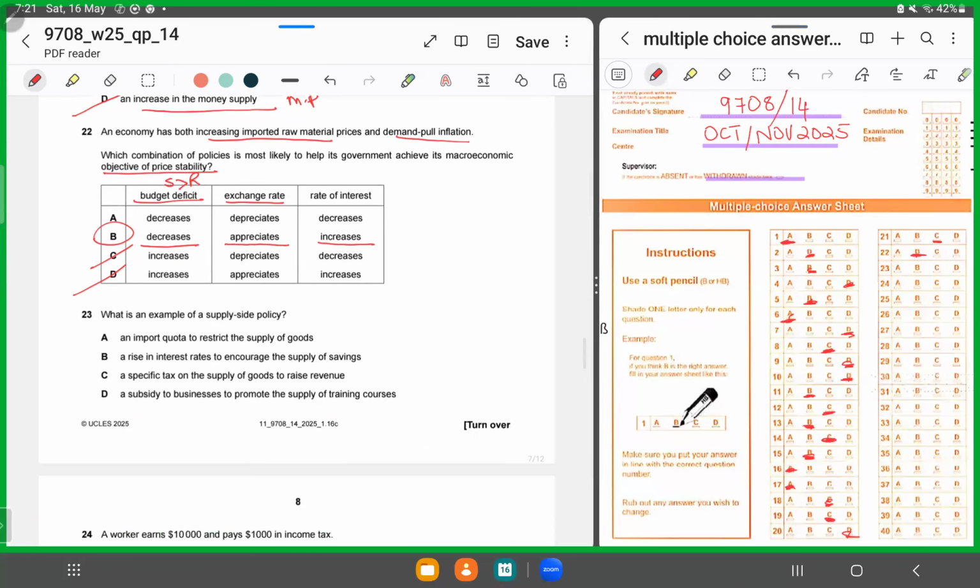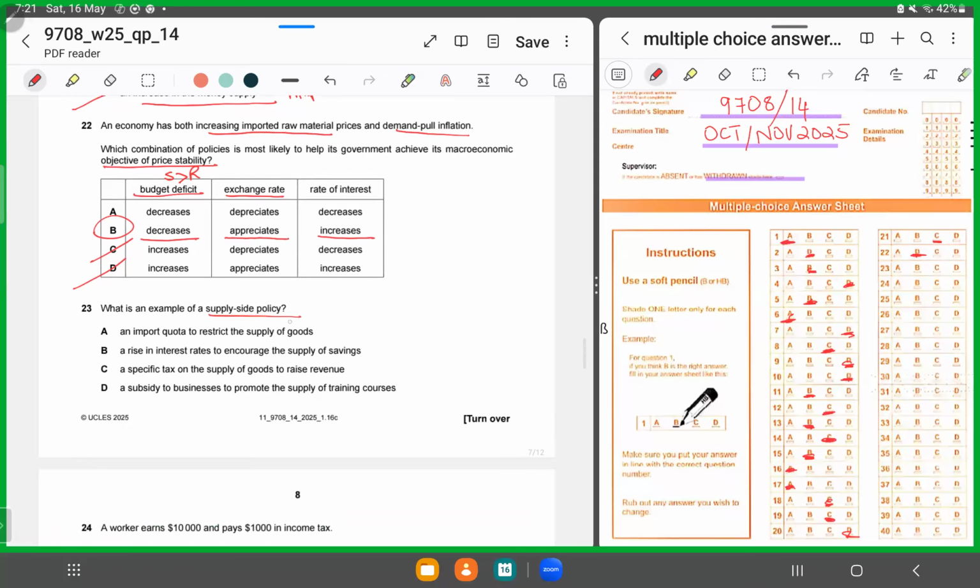Number 23. What is an example of a supply side policy? A supply side policy is one which increases the productive potential of the economy, increases the productive capacity. Import quotas would restrict the supply of goods. It cannot be A because it restricts. It cannot be B because it talks about interest rate, it talks about monetary policy. It cannot be C because it talks about fiscal policy. It's a subsidy to businesses to promote the supply of training that would increase the productivity and increase the productive potential. So for 23, we'll shade in D.